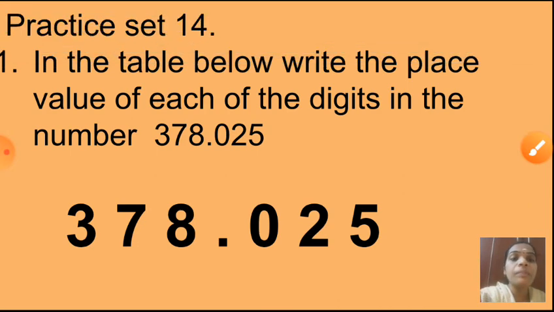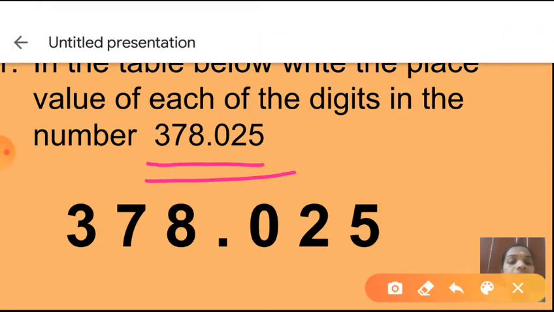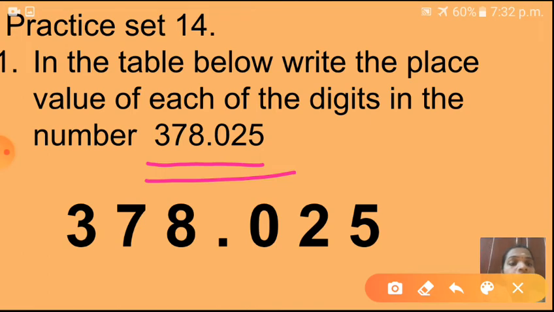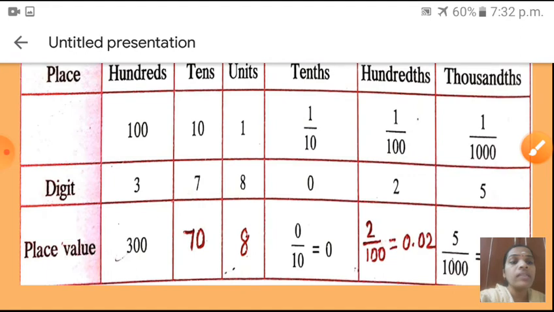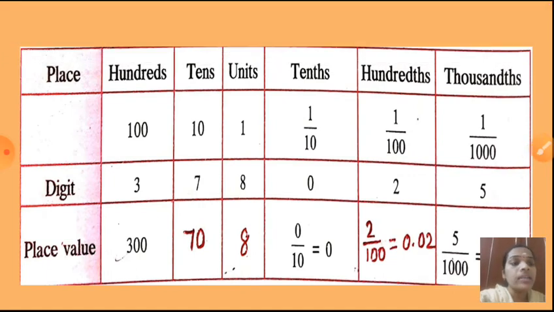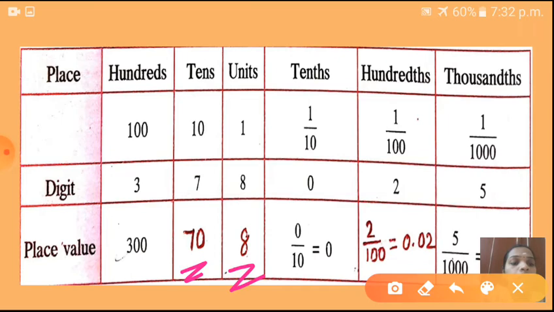Children, see here, this is practice set 14, first question. Practice set 14 first question is: in the table below, one table is there, a tabular column. In the table below, write the place value of each of the digits in the number 378.025. Like this sum, you already studied in your 5th standard, children. Just for recalling, they have given this sum. See here, only 3 fill-ups are here. How to fill only that? First you have to make a tabular column like this in your notebook and write all these things.